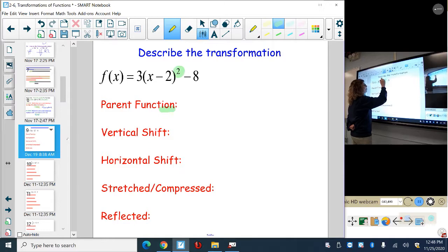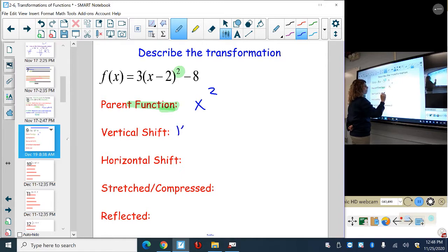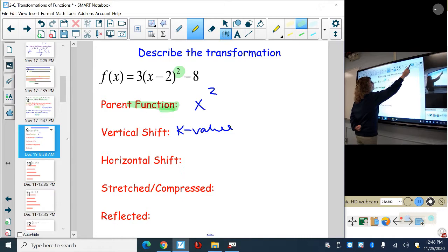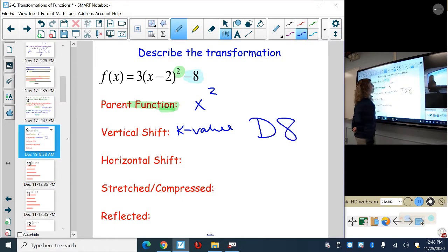The parent function comes from whatever power you have. So that is going to give you the x squared function. Then the vertical shift is your k value. So what is the k value here? The k value is going to be -8, which means you're going down 8 units.